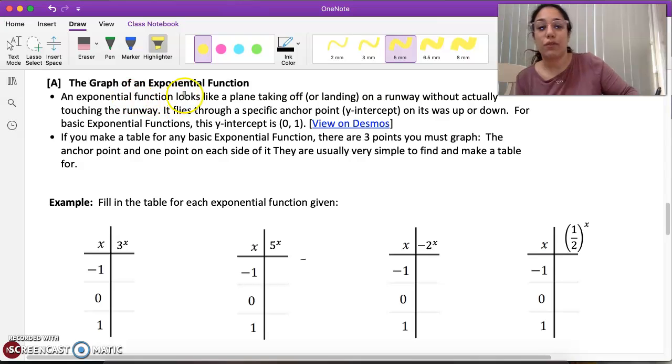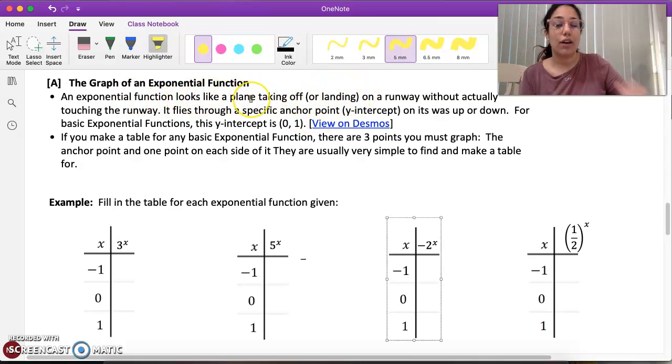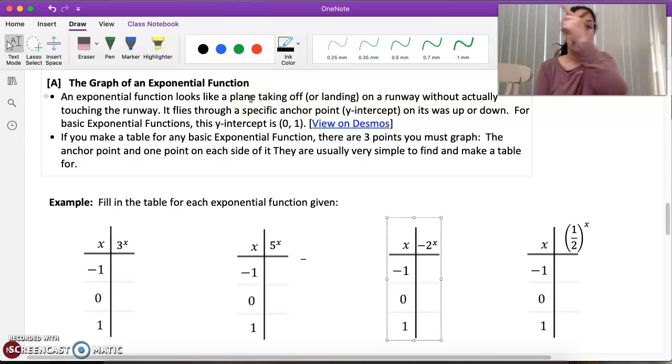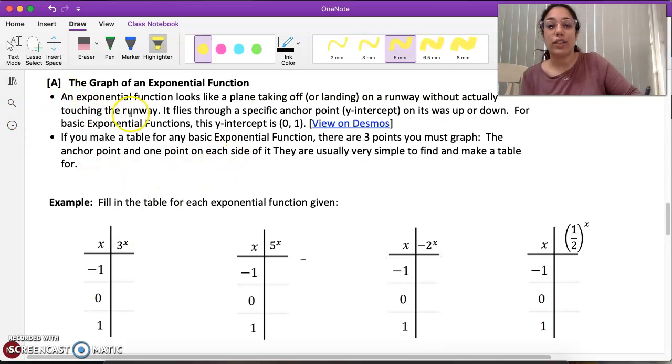So an exponential function looks like a plane taking off or landing. Taking off if it is growth, landing if it is decay, on a runway without actually touching the runway. It flies through a specific anchor point. So this is really important.